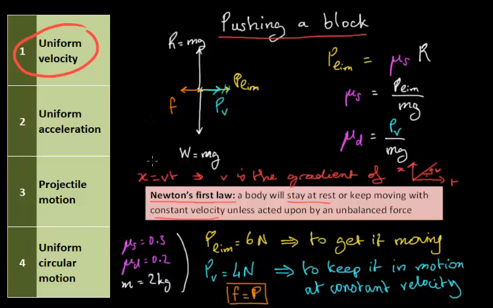And the equation to describe the motion of a body in the context of Newton's first law, in the context of balanced forces, is x equals vt. Displacement is equal to velocity times time. And if we were to draw a displacement-time graph, we would obtain a straight line, and the gradient of this straight line is the velocity.